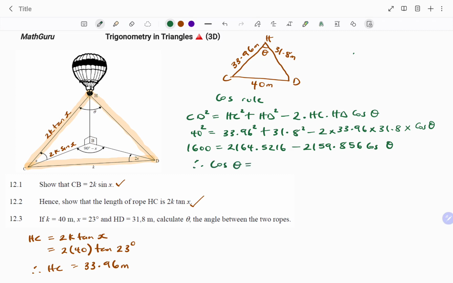So therefore my cos theta is equal to 2,164.5216 minus 1,600 divided by 2,159.856. I have my cos theta to be 0.2614 if you punch that in on your calculator.